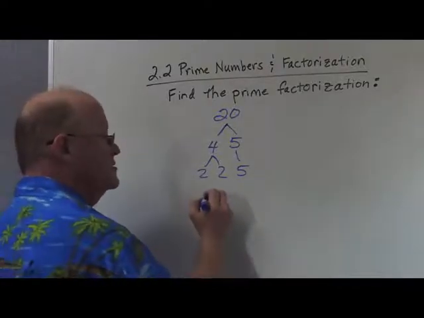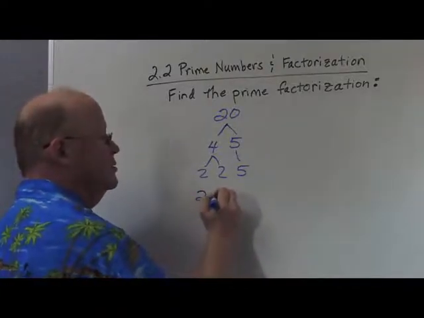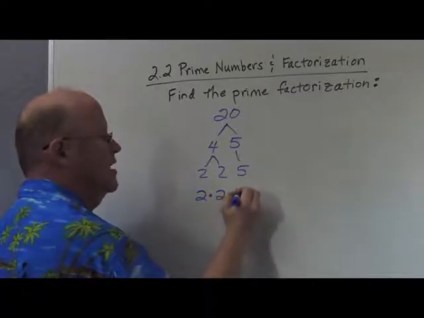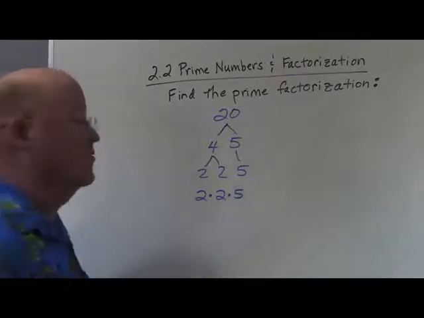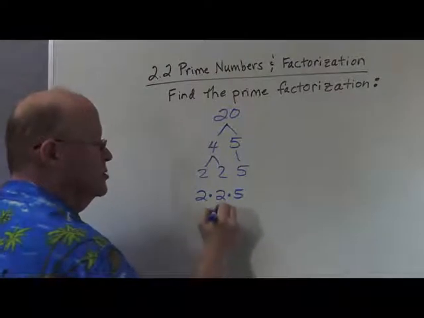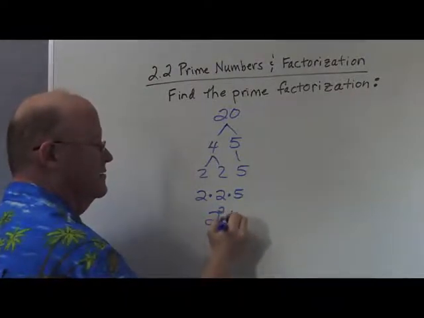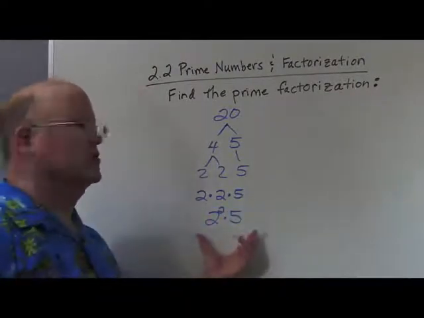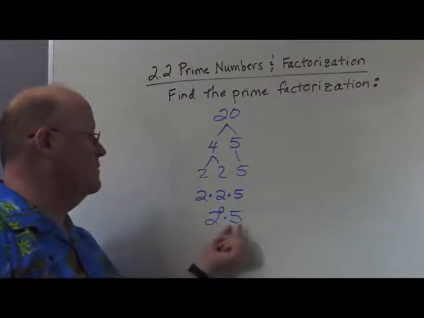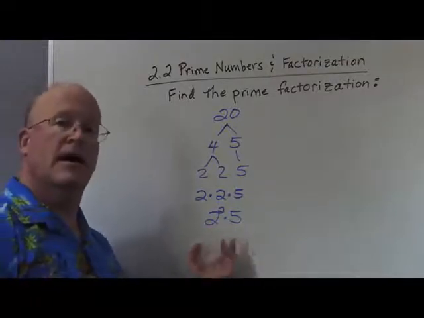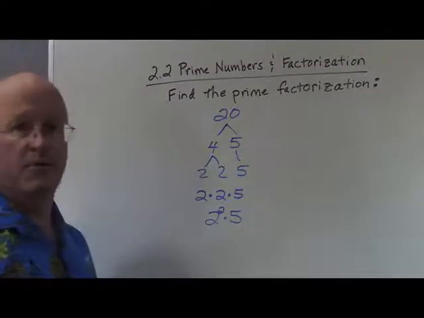So the prime factorization here would either be 2 times 2 times 5 written in expanded form, or 2 squared times 5, which is the way we usually write this. We always put our prime factors in numerical order and include the exponents as appropriate.